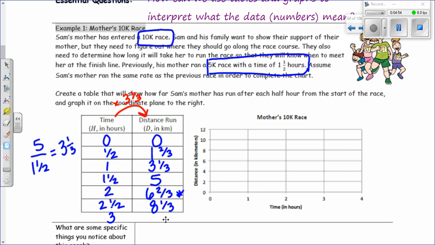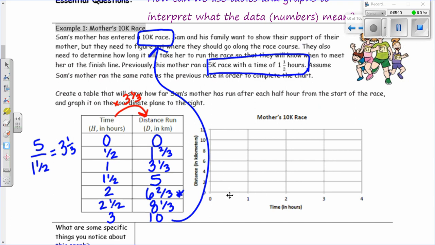3 hours would take, that should be a special number that you are paying attention to, because that's how long her race is. So we know that in 3 hours, that's how long it takes her to run 10 kilometers.